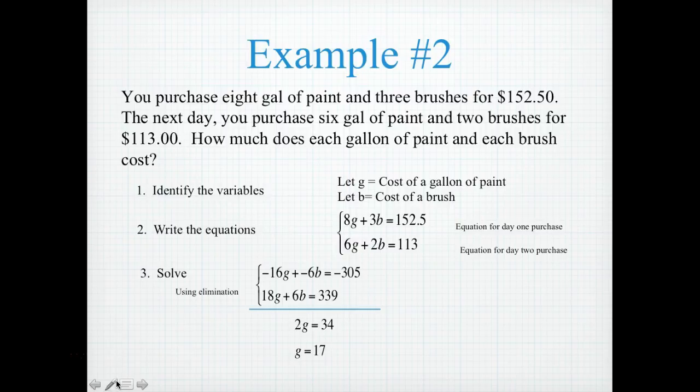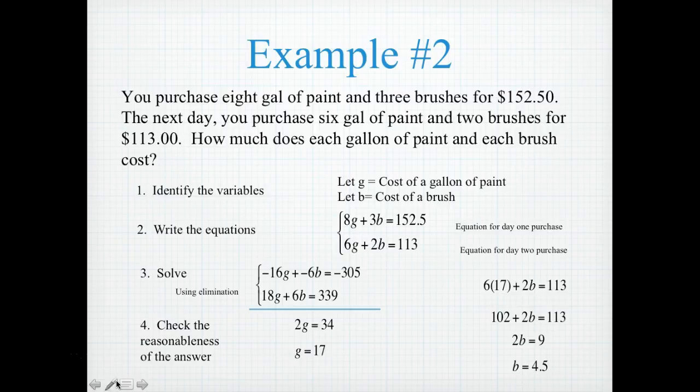6G plus 2B is equal to 113. So in place of G, I'm going to substitute in 17. So that reads 6 times 17 plus 2B is equal to 113. Now as we simplify and solve, we're going to end up identifying the value of B is equal to 4.5, giving us a paintbrush that costs $4.50. So in this scenario, a gallon of paint costs $17 and a paintbrush costs $4.50.